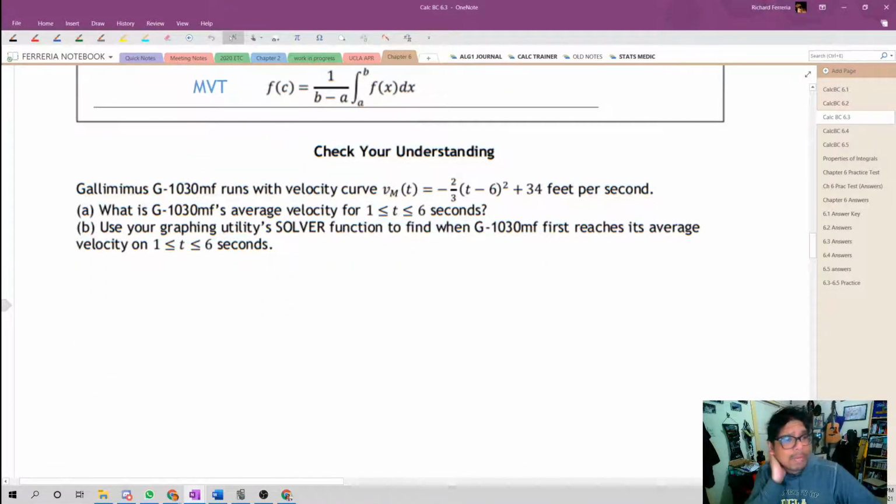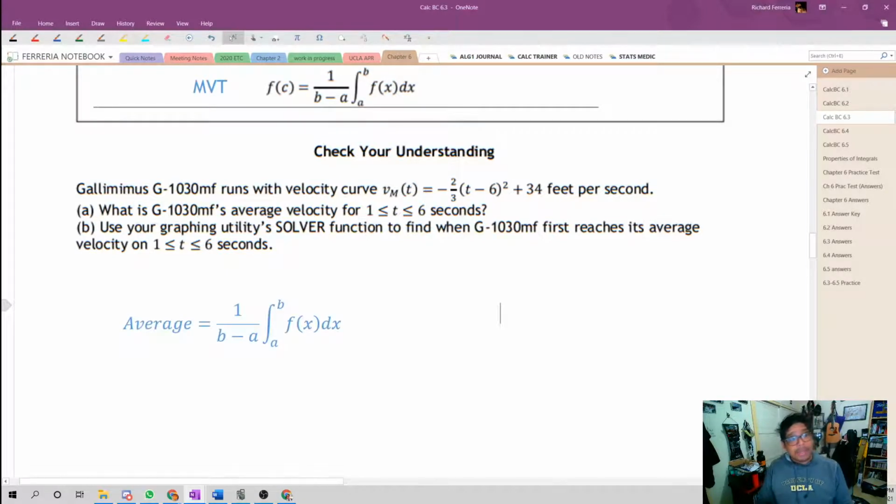We've got Gallimimus 1030 MF runs with a velocity curve given by Vm. And part A, what is the average velocity from 1 to 6? And part B, we're going to use the graphing utilities solver function to find out when the Gallimimus first reaches its average velocity. So this is a lot of calculator work. Let's write down the integral first for part A.